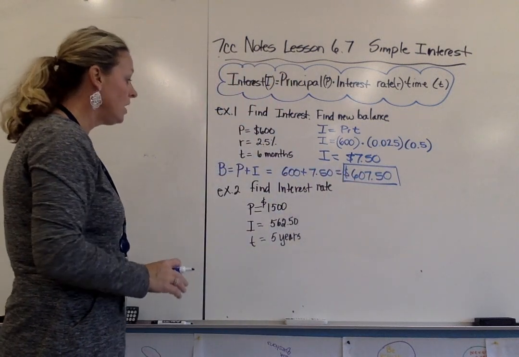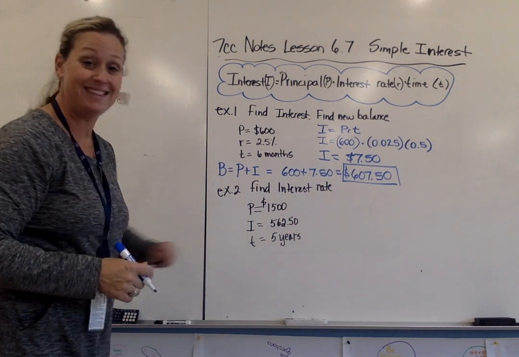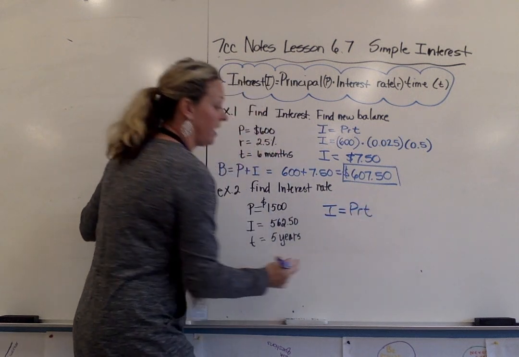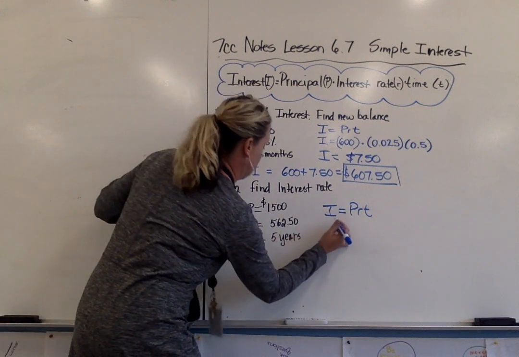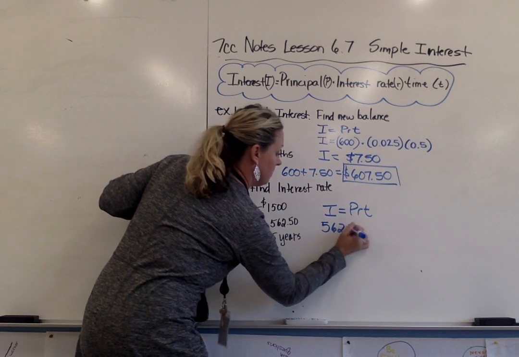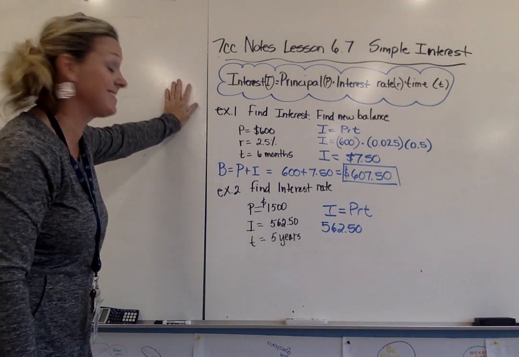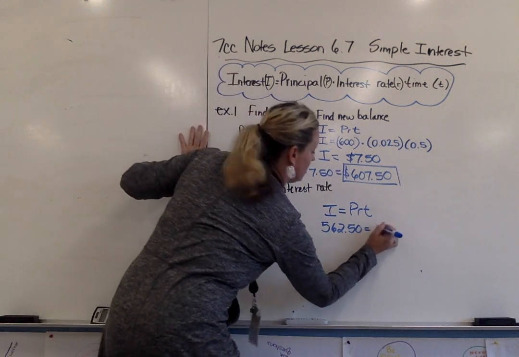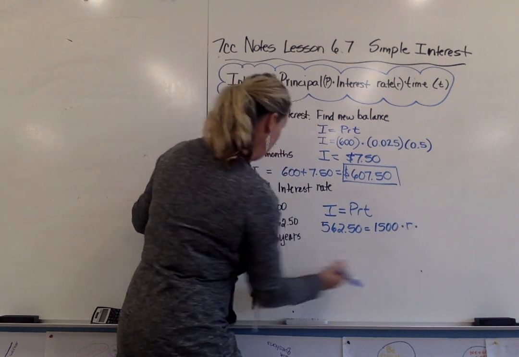For example 2, we're finding the interest rate. They've given me the principal, the interest, and the time. So I start with my same formula, I equals PRT, and I give the value for each of the variables. My interest is $562.50. That's a lot of interest. Not sure what bank this is. And then my principal is $1,500. I don't know my rate, but I know my time is 5 years.